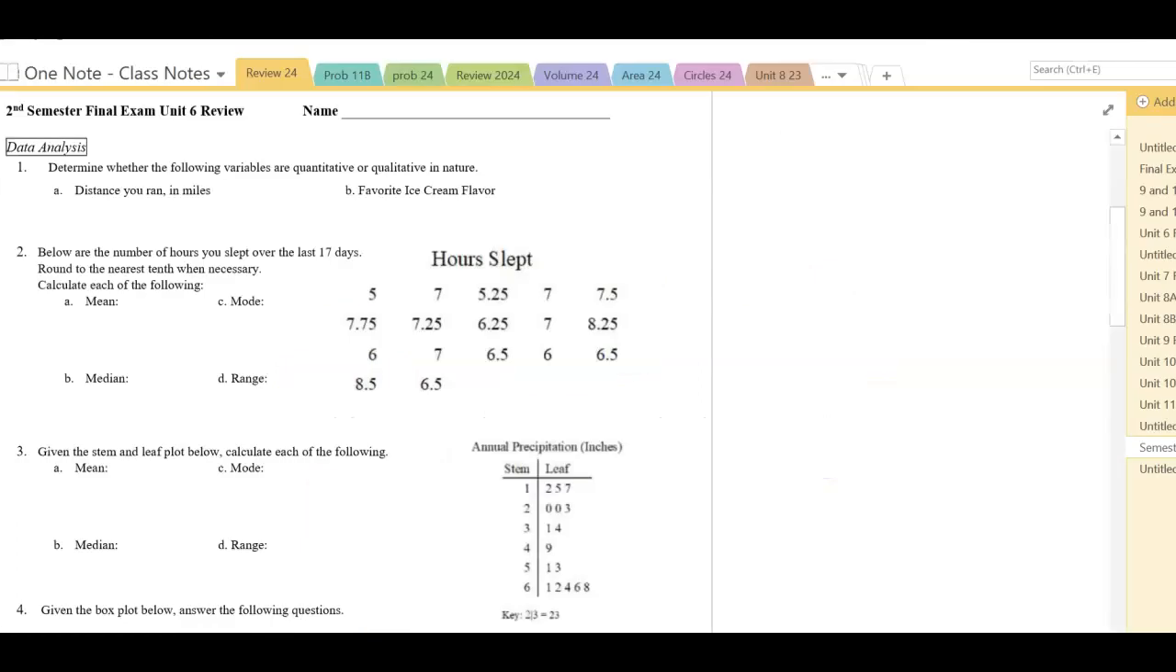So if we look at our worksheet here, the distance you ran in miles is a quantitative variable, because you may run like 5 miles or 4.2 miles, versus the flavor of ice cream is a qualitative variable. You may like chocolate chip, you may like vanilla, you may like strawberry, etc.